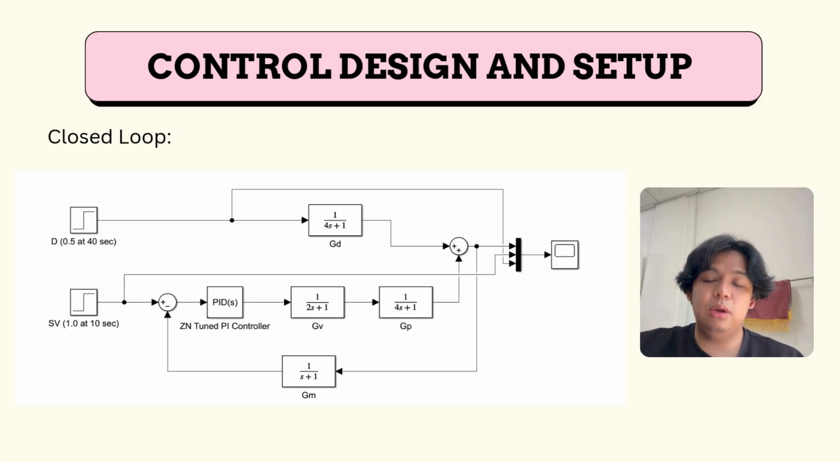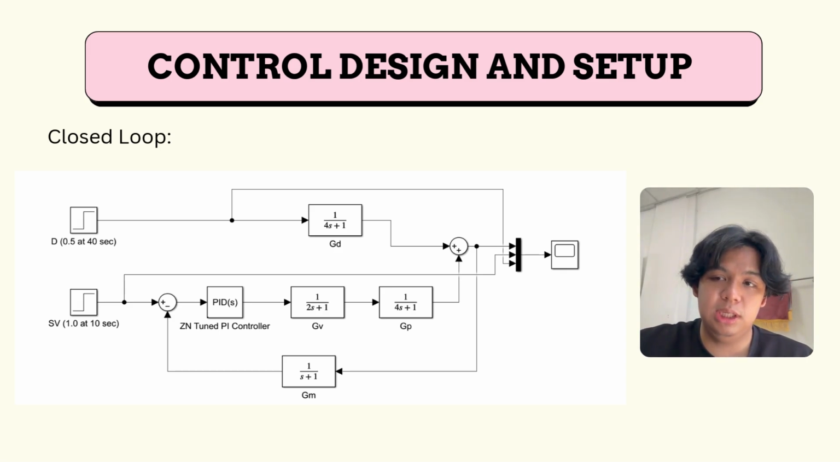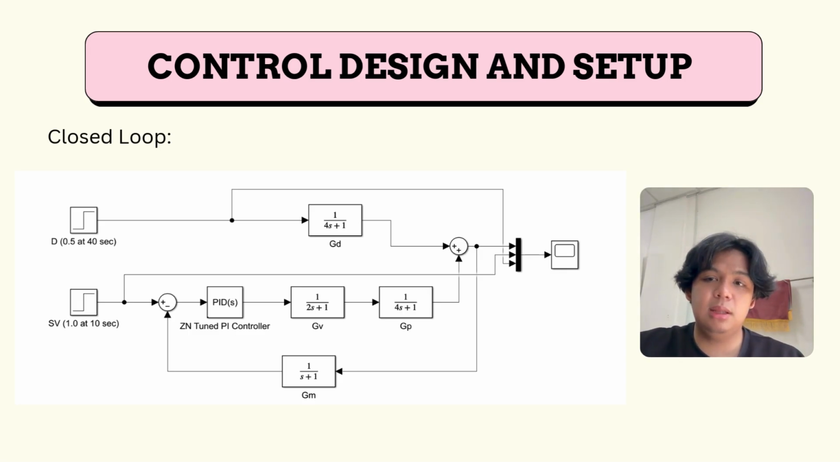The controller output is passed through the valve dynamic model as GV, then it enters the process transfer function GP. The system also includes a disturbance input of 0.5 at 40 seconds, which passes through the process block GD before affecting the output. The output signal is measured through the sensor block GM and this feedback is subtracted from the set point to form the error. Finally, all signals are sent to a scope where I monitor the process response to both the set point change and the disturbance.